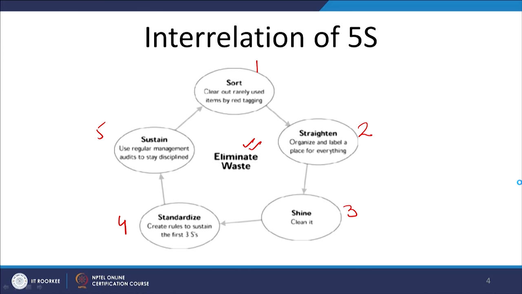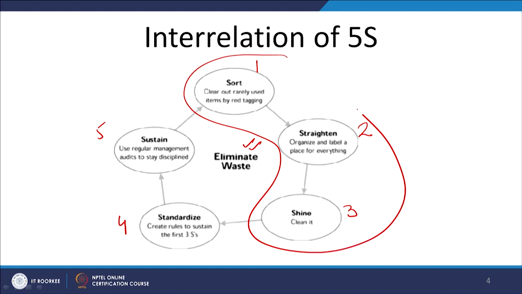So, we discussed the first three S. These are sort, straighten and shine. So, for doing these three things, you are creating rules, regulations, procedures, checklists, and with the help of those checklists, you are ensuring that in our organization there is a system of sorting, there is a system of orderliness, regular cleaning is taking place. So, those types of checklists are being developed for maintaining the first three S. So, that is the purpose of standardization.